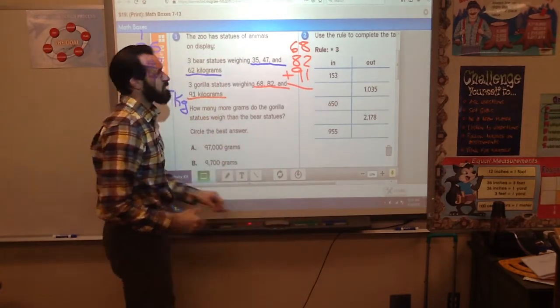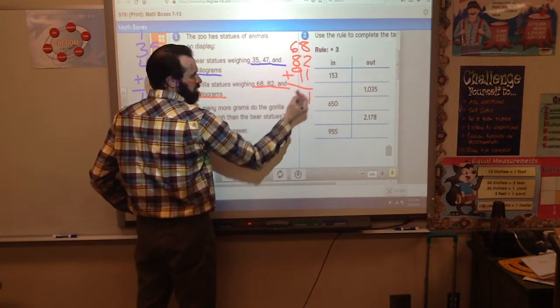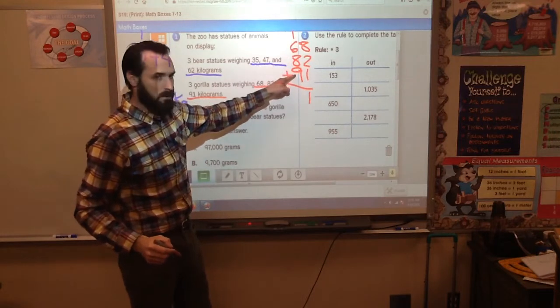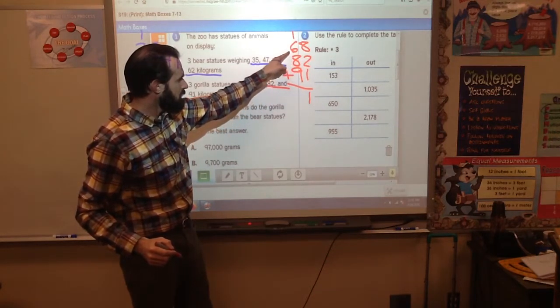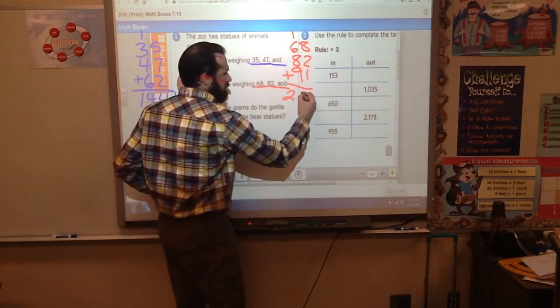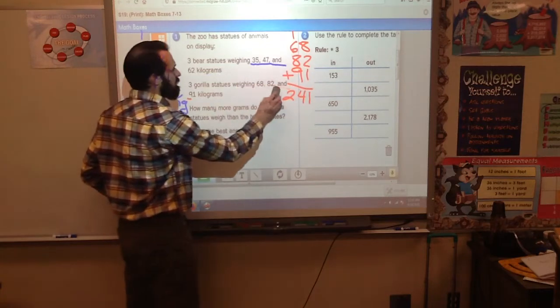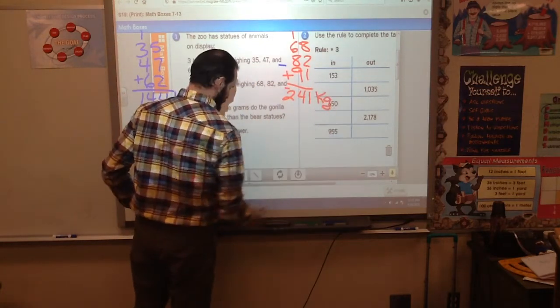The gorilla statues, 8 and 2 is 10, 1 more is 11. Put my 1 down, carry my 10. 1 and 9 is 10. That makes 18. 6 more is 24, so I get 241. That's just the first step. And by the way, that's 241 kilograms.